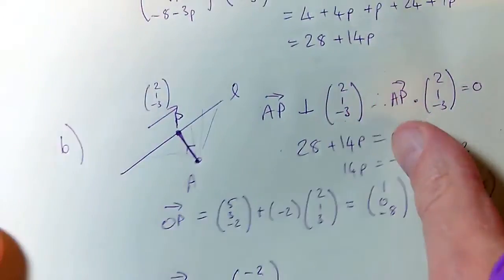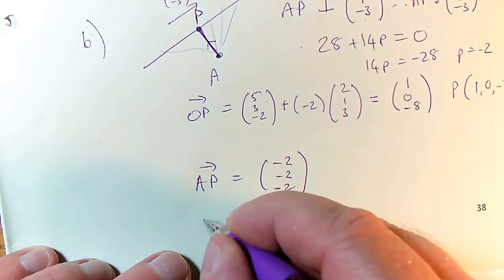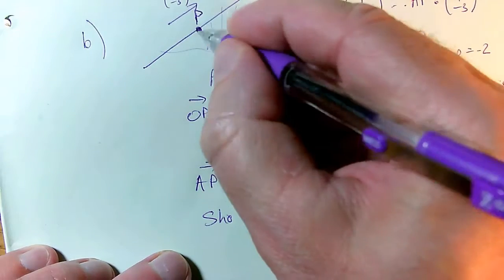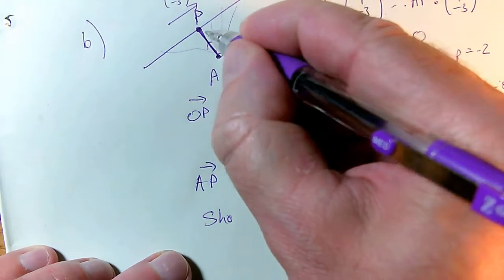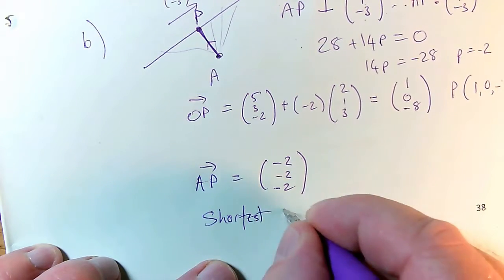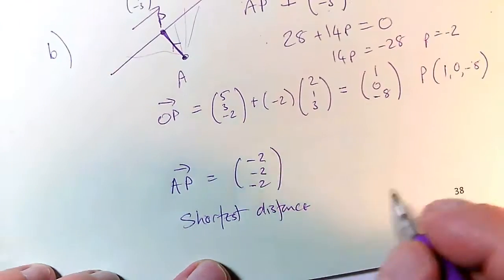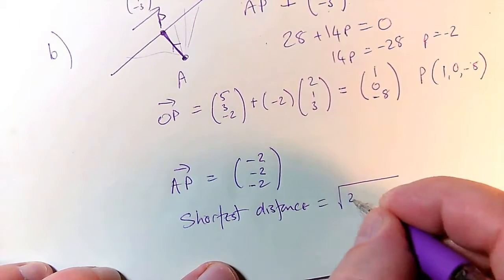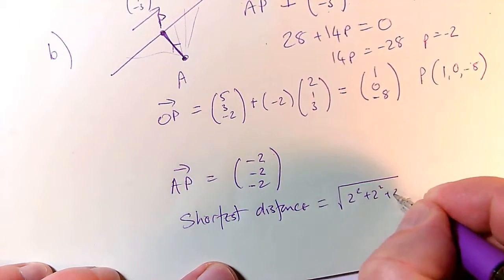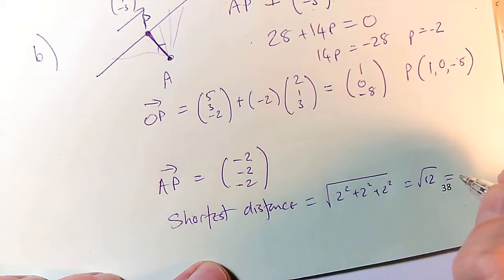Okay, so I've got AP is this, so therefore I now know the length from A to the line via the shortest route. So the shortest distance is just going to be the magnitude of this vector, which is the square root of 2 squared plus 2 squared plus 2 squared, which is the square root of 12, which is root 4 root 3, which is 2 root 3. And I finished. Hooray.